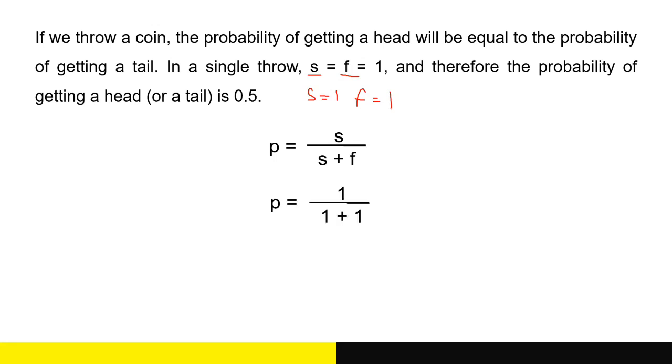So p is equal to 1 divided by 1 plus 1, which is the total number of outcomes. So p is equal to 1 divided by 2, and the probability is 0.5. It means that there is a 50% chance of getting heads when you toss a coin once, and the probability of getting tails is also 50%.